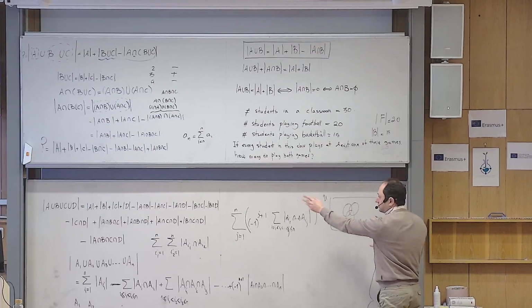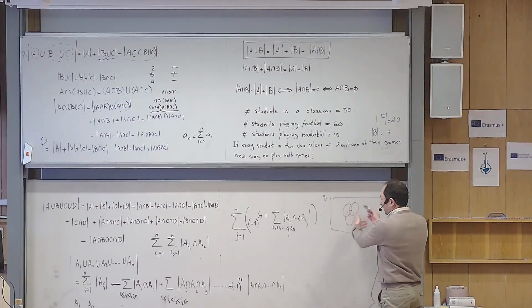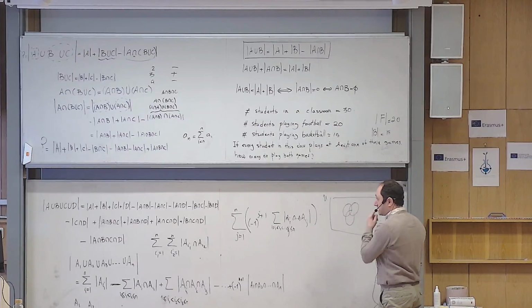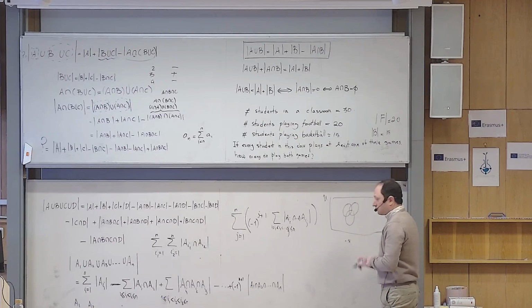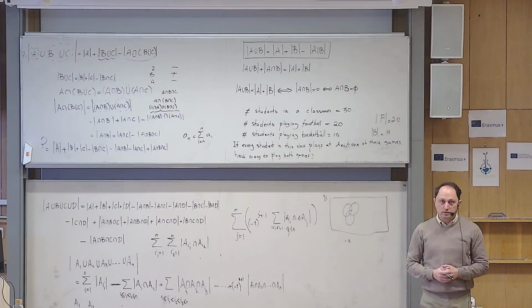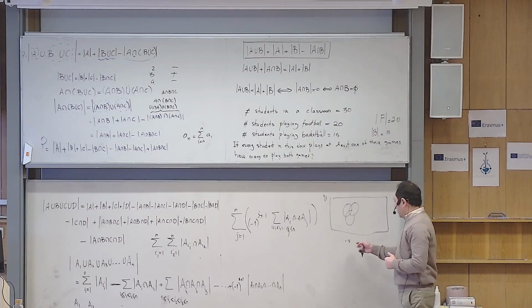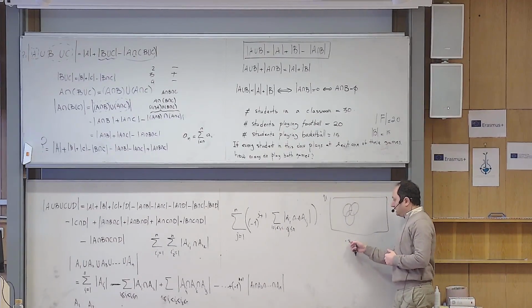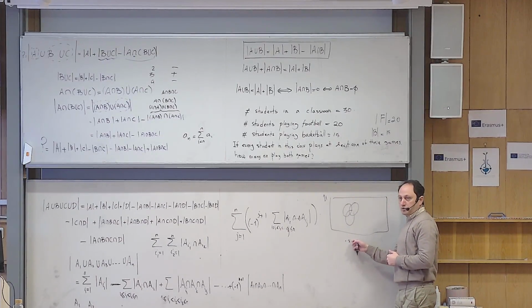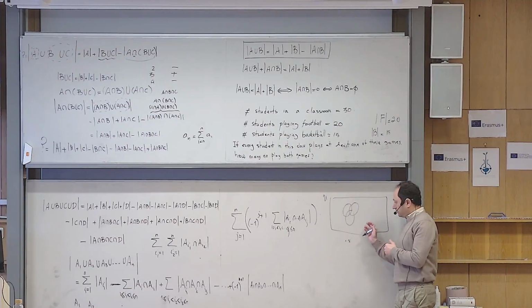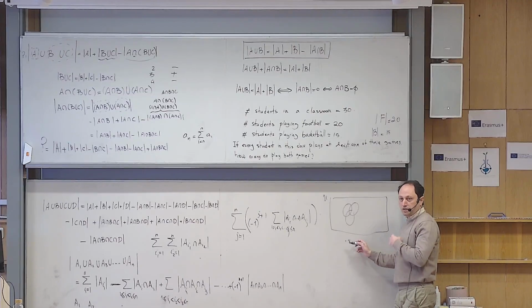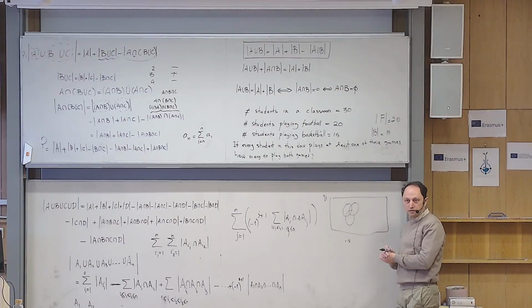I have 4 circles, for example. I don't know how to draw them properly, but let us ask you some questions. If I pick a point x in the universal set, there are some conditions for you. Either this x does not belong to any of them, or it belongs to exactly one of them, or it belongs to exactly 2 of them, or it belongs to exactly 3 of them, or it belongs to exactly 4 of them. Do you agree?